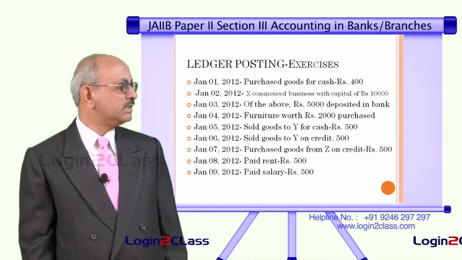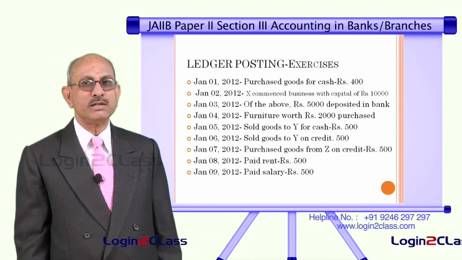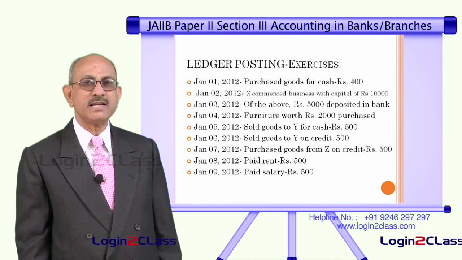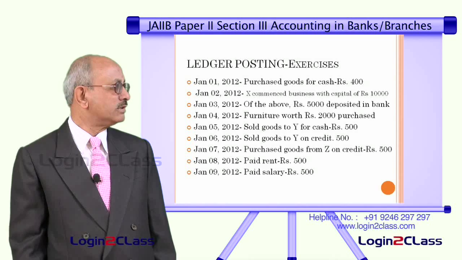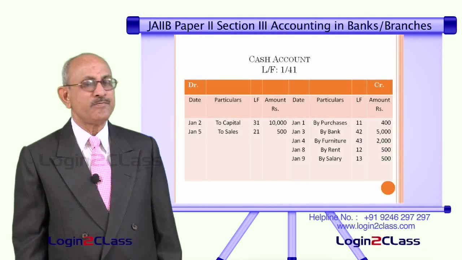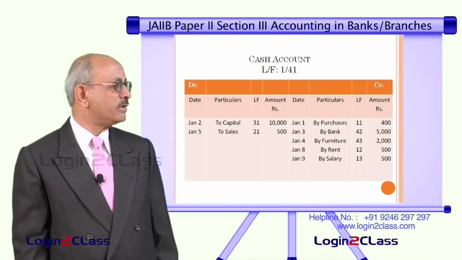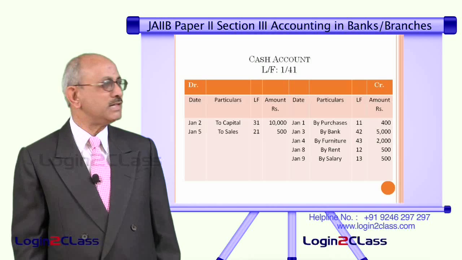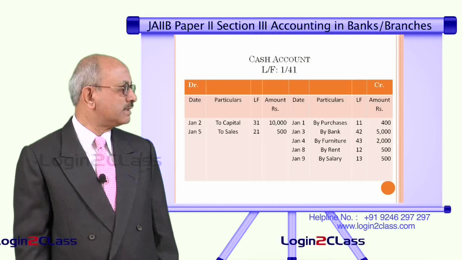We can start with cash account, and wherever cash account is involved in all these 9 transactions, we will have to post those transactions in the cash account. So if you look at the screen, you will find that there is a cash account and the ledger folio is given. That means this account has been opened in the folio 41 of the ledger, and there we see debit on the left side and credit on the right side.